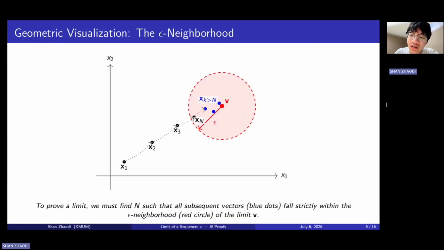To understand this better, let's look at the geometric visualization. The red dashed circle represents our epsilon neighborhood around the limit v. The goal of our proof is to find that specific threshold, and as you can see, once we pass the index N, all the subsequent vectors, represented by the blue dots, fall strictly inside the red circle.